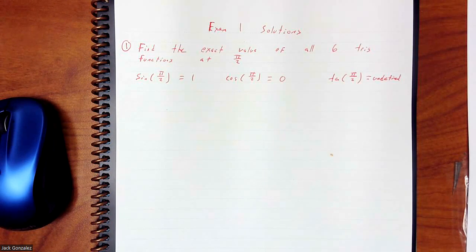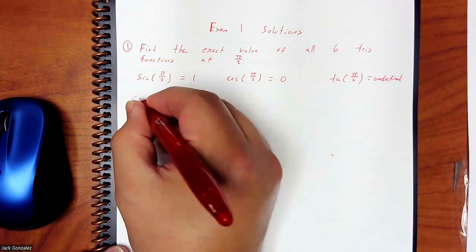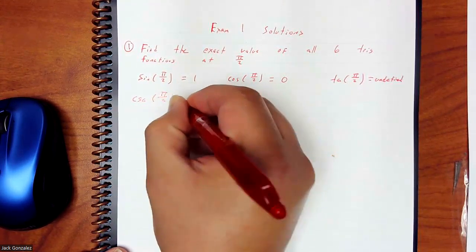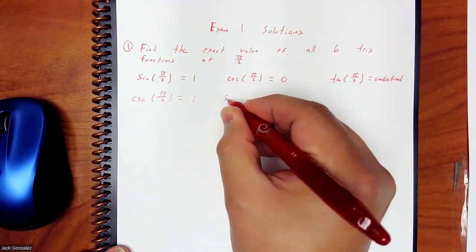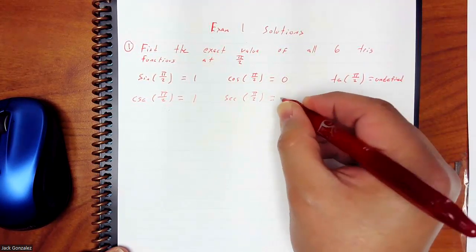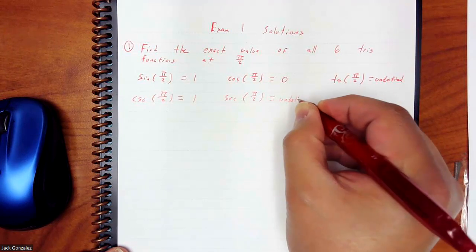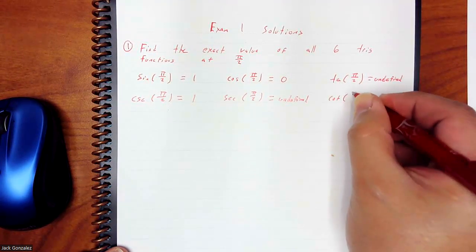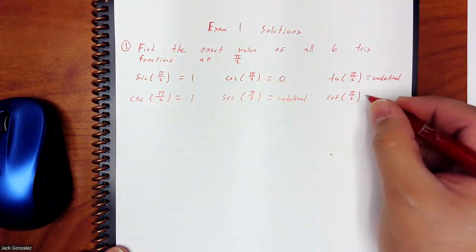Also accept 1 over 0, but you should say something about that right after. Cosecant will be the reciprocal of 1, so 1. Secant will also be undefined. Cotangent will be 0.